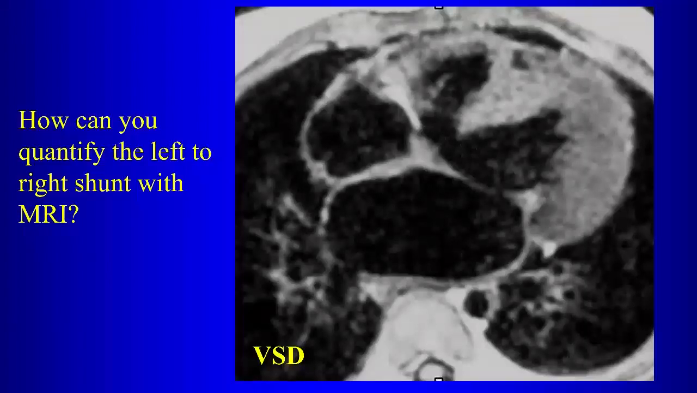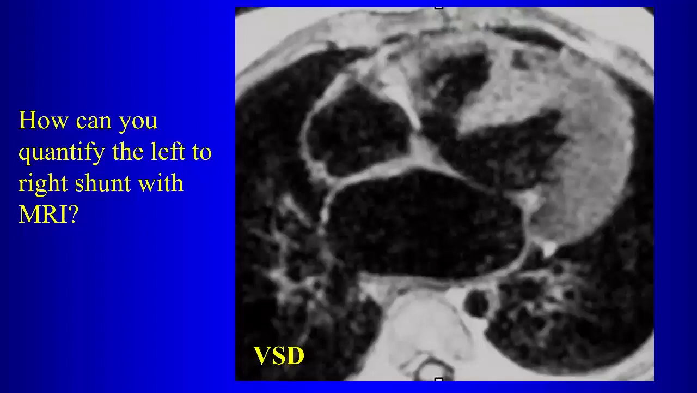But no, you don't go through the VSD. There's too much turbulence there. Your measurements will not be accurate at all. So we do not directly do phase contrast imaging through the ventricular septal defect. Can you compare the outlet from the aorta and the pulmonary artery? Yes, so that's what you do. You look at the flow in the aorta and you look at the flow in the pulmonary artery.